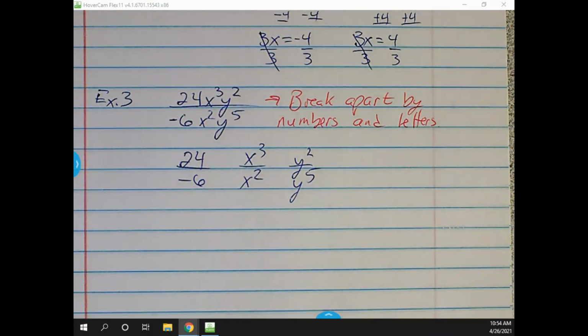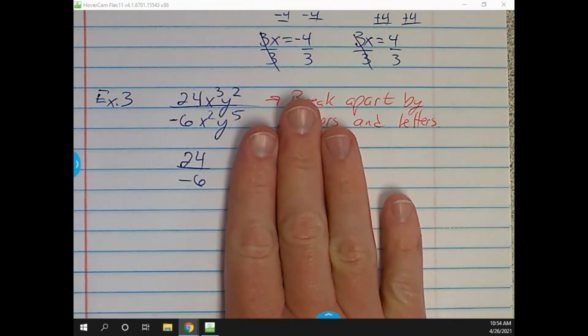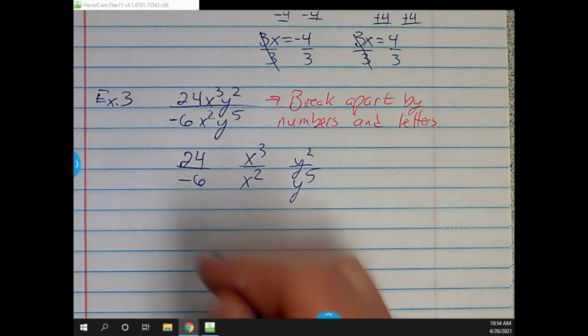Okay, and then you just work the problem from there one piece at a time. If you had to, and this would be like back in 3rd or 4th or 5th grade, if you had to simplify 24 over negative 6, you would divide them both by negative 6, and you'd get negative 4 over 1.